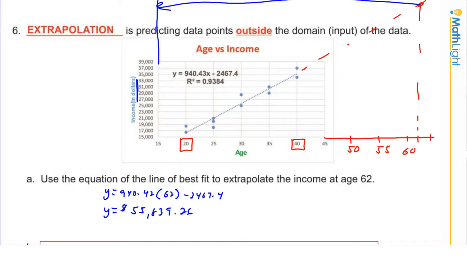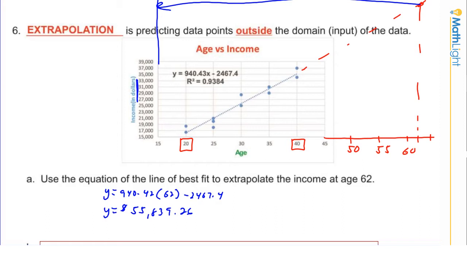So again, how would you get R? You would take the square root of 0.9384, right, to get R. Is this a strong positive, weak positive, strong negative, weak negative, or no correlation? What would you say? And I hope you say this is a strong positive.